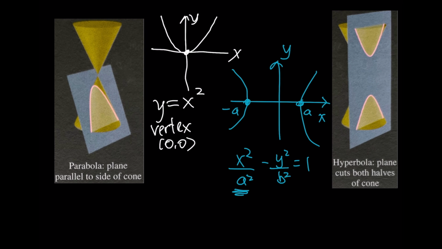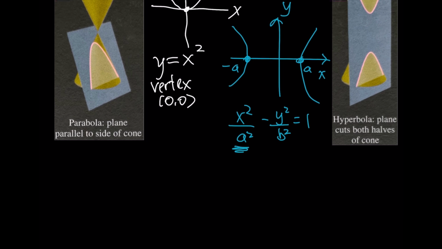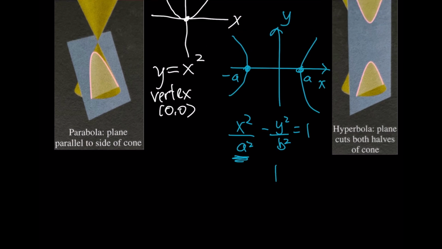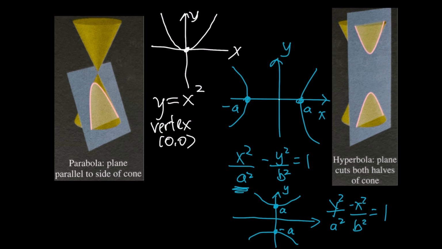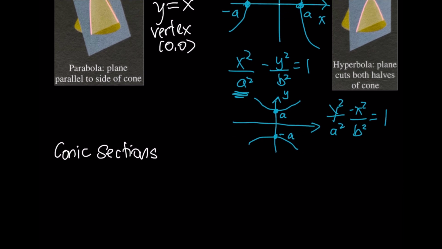If your hyperbola is going to intersect on the y-axis, then what you would have would be a slightly different equation. You would have y squared over a squared minus x squared over b squared is equal to 1. Intercepts would be at a and negative a. So what's important is that the term that is positive is always the variable with the axis intercepts. Now, generally, conic sections kind of look like this. They end up being one of these expressions.